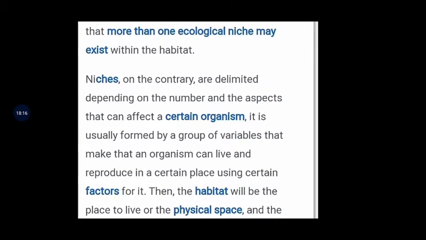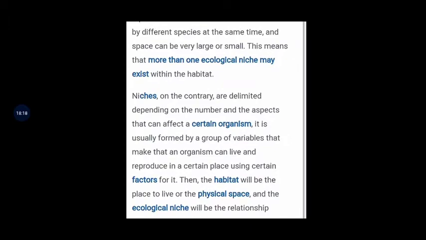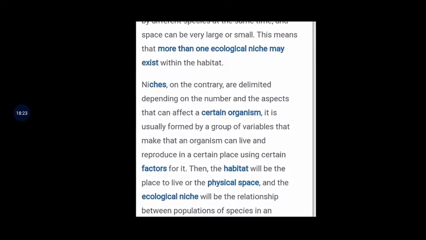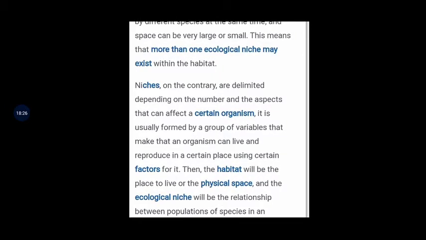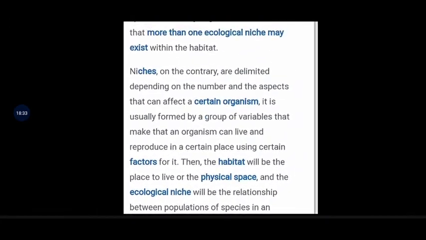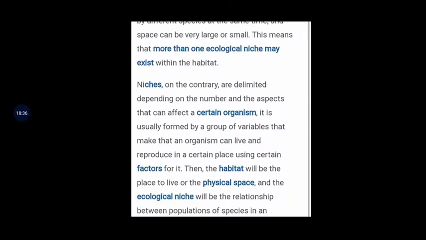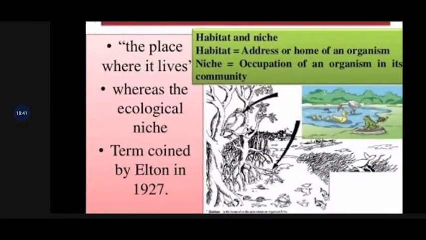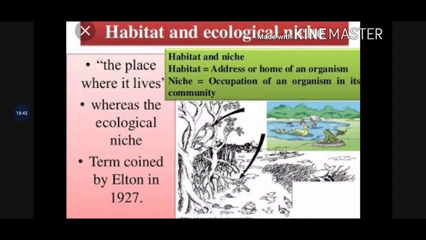It is usually formed by a group of variables that make it possible for an organism to live and reproduce in a certain place. Then the habitat will be the place to live or physical space, and the ecological niche will be the relationship between the population of the species in any region or in any ecosystem. So today we studied habitat and ecological niche, and actually we studied the basics of ecology, habitat ecology.